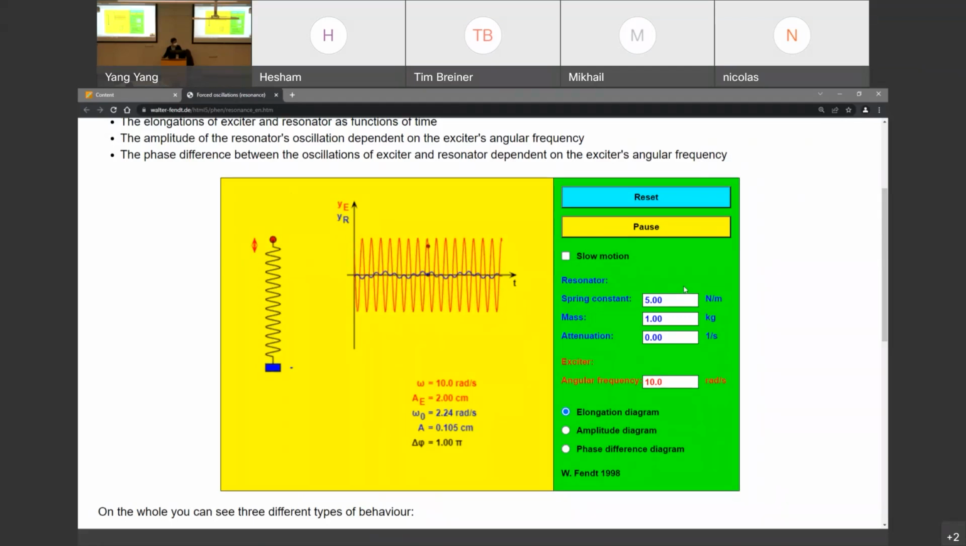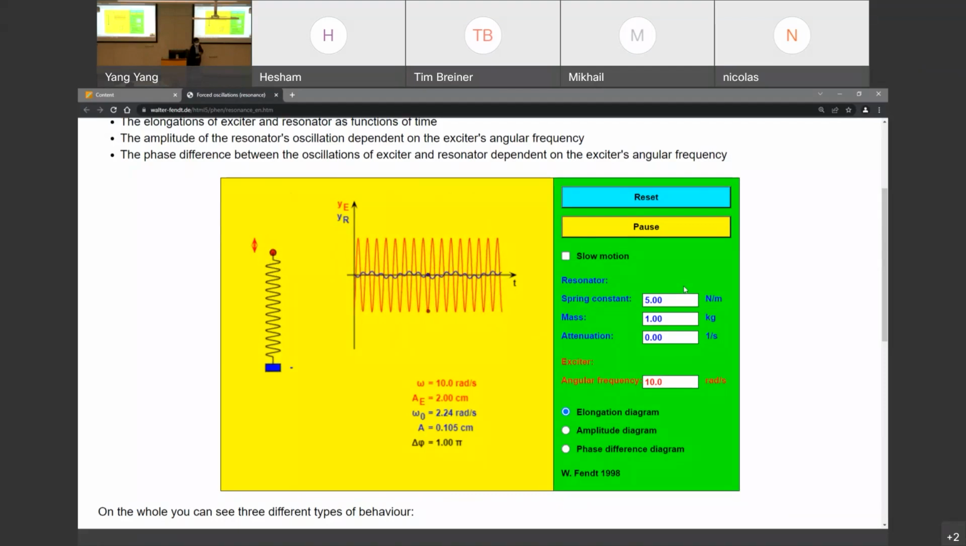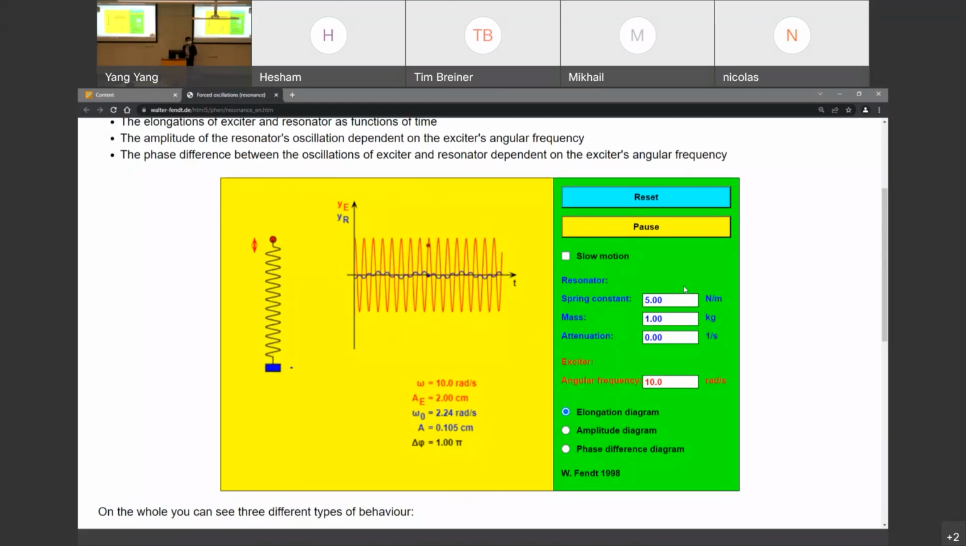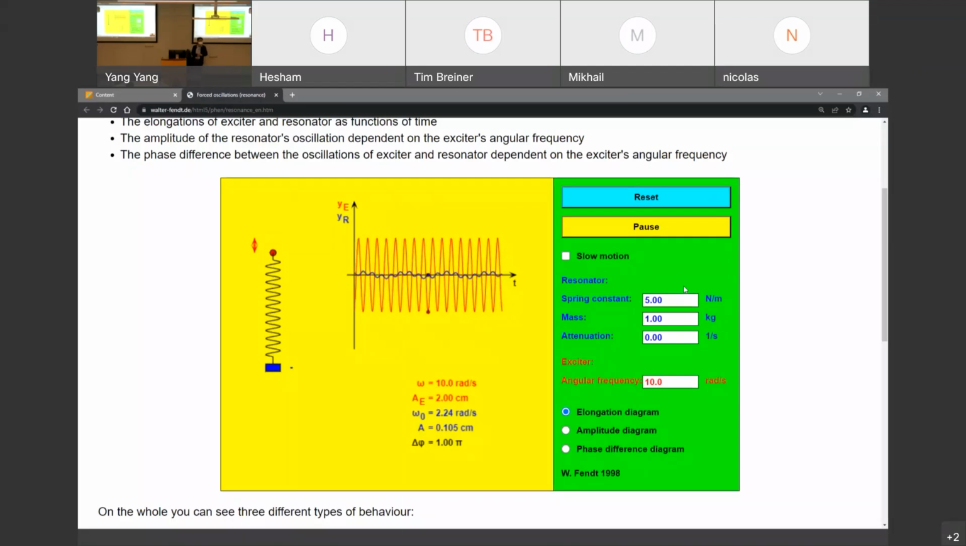So as you can see here, if the frequency of the exciter is away from the natural frequency, the amplitude is much smaller. Yes. What if the exciter is a multiple of the natural frequency? Oh, good question. Multiple, you mean 2 times? Yeah. Okay, we can try that.